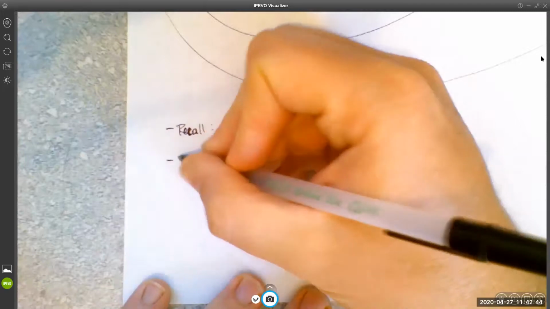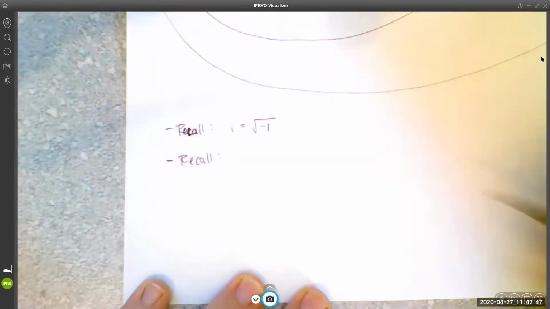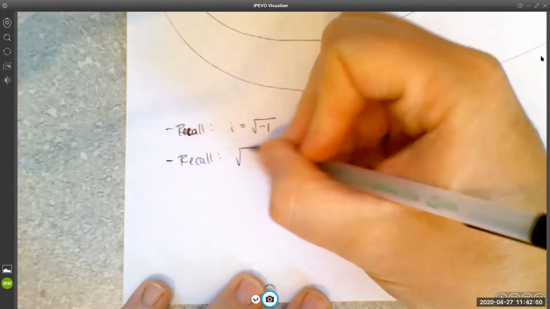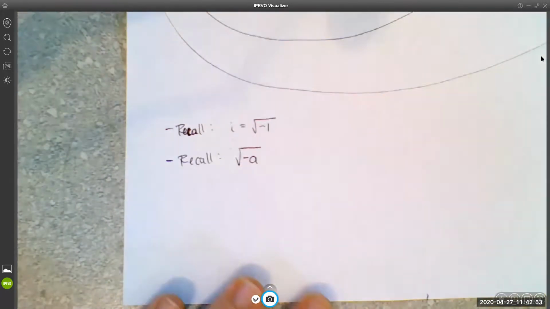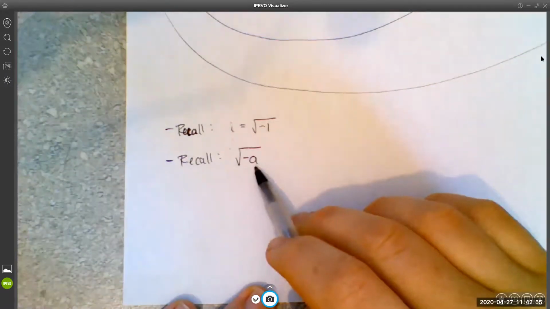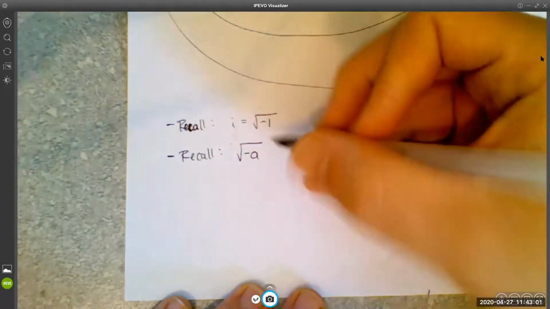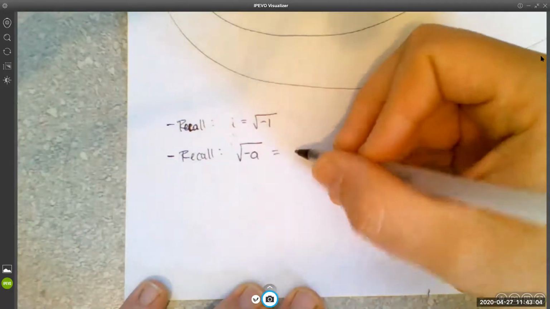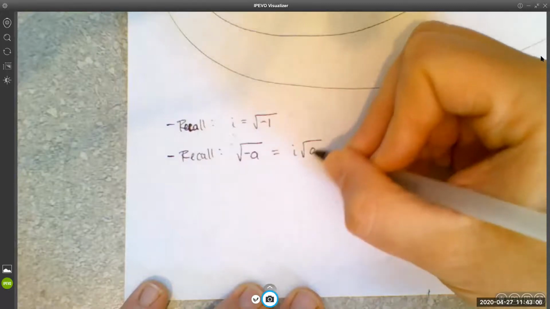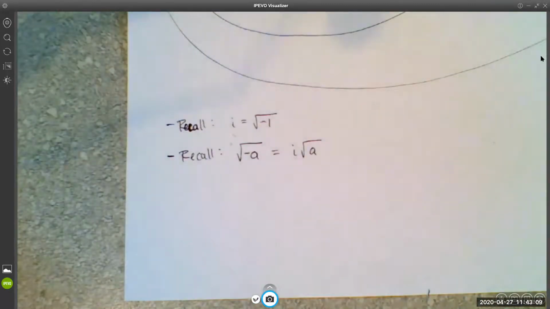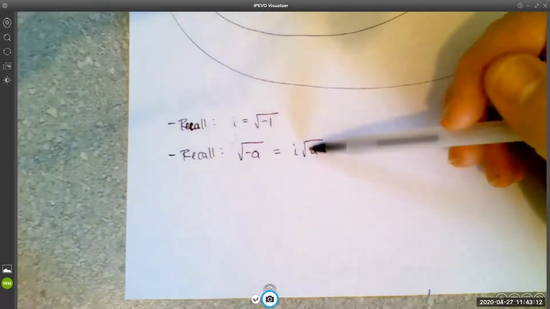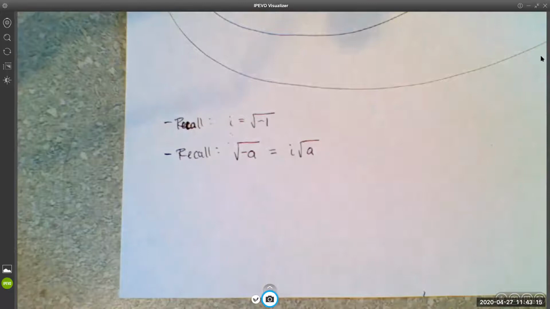Another thing to recall before we start looking at some examples is that whenever you see the square root of a negative number, like the square root of negative a, and here I'm assuming that a itself is positive, so that negative a is negative, you can rewrite this as i times the square root of that number, okay? These two facts taken together encapsulate all of the behavior of imaginary numbers, and by extension, complex numbers in general.